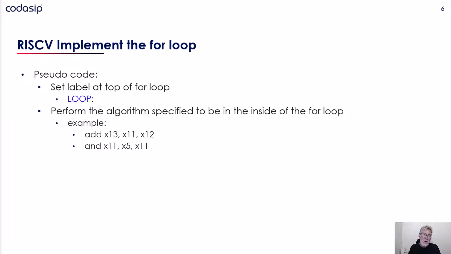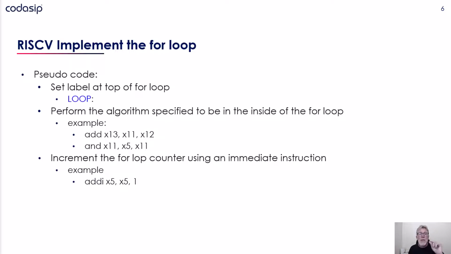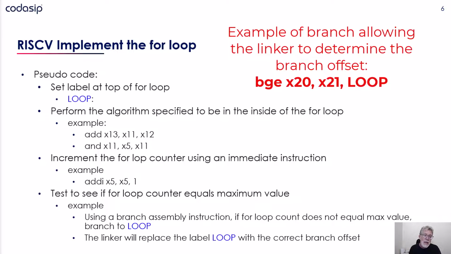Now, I got my algorithm. I can implement my algorithm. And then after I implement my algorithm, I need to update my for loop counter, because I got to count how many times I'm going to go through this loop. Then after I increment that, an easy way of incrementing is using an immediate operation, such as add, where the immediate value is 1, and then compare it to do a branch.